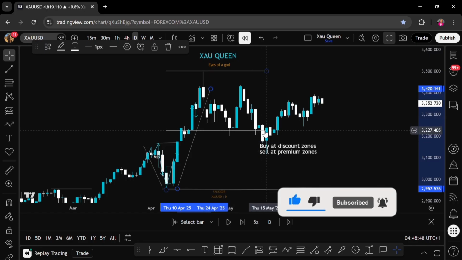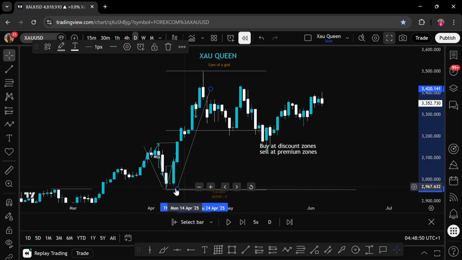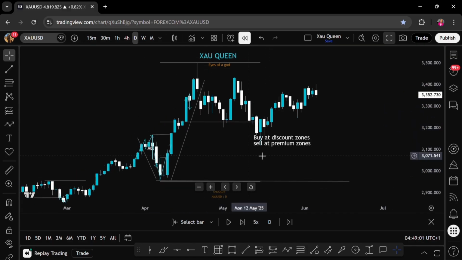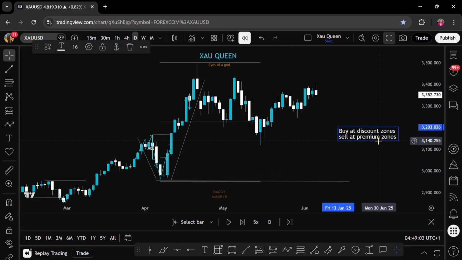You can see price still came deep into the discount, but did it take out our swing low? No, meaning we are still bullish. We are very, very much bullish. All you need to do is follow your structures. And what do we do when price is in discount? We look for buys. We don't look for sells in discount. It's only in premium that we look for sales. So right here, we'll be looking for buys.